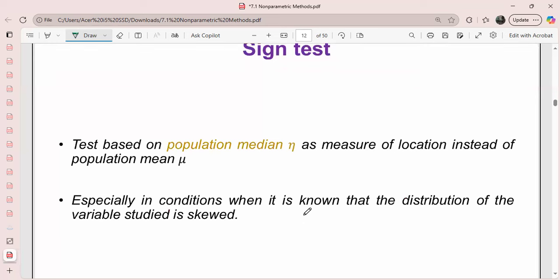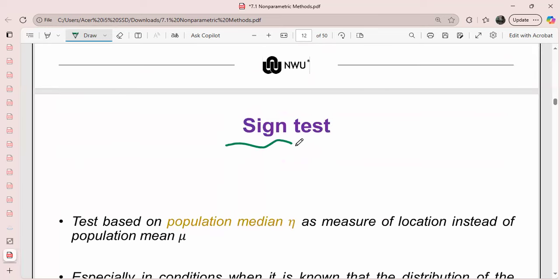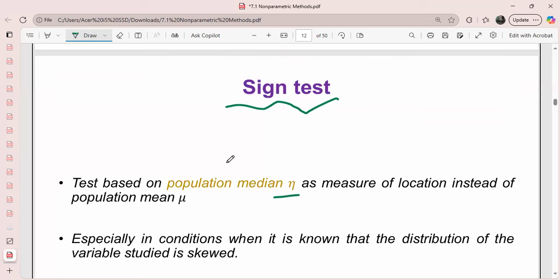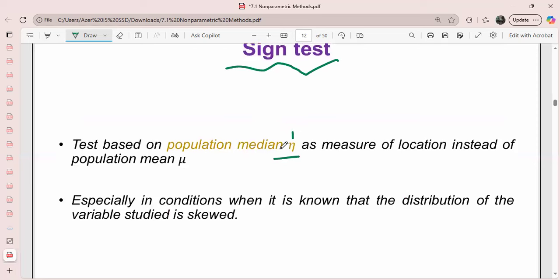So here we'll be dealing with the sign test: how to calculate the test statistic and how to formulate the null and alternative hypothesis. We will start with the sign test. Here they say that the test is based on the population median, which is this symbol here, as a measure of location instead of the population mean. So instead of using the population mean, we're using the population median. They say especially in conditions where it is known that the distribution of the variable studied is skewed.